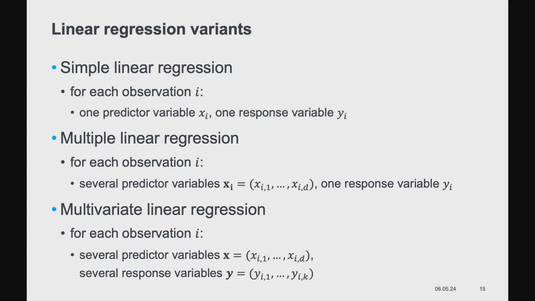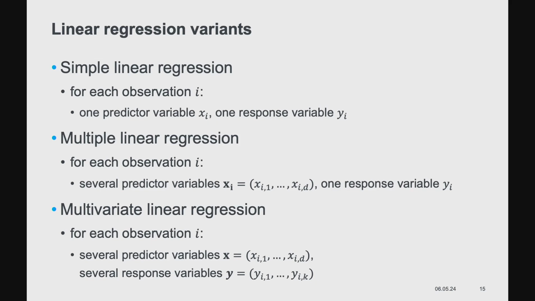You can also have multiple linear regression. Then you have several predictor variables. So your input is a vector and not just a scalar. So you have a dependency on several inputs. If you try to predict the weight of a person, maybe how tall and how broad and how deep the person is might help you to estimate that. And you have one response variable.